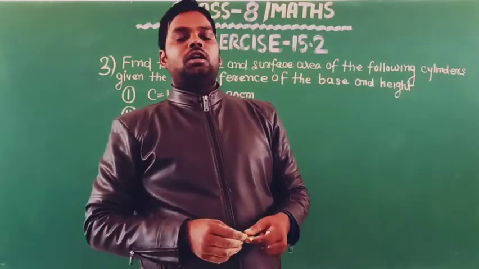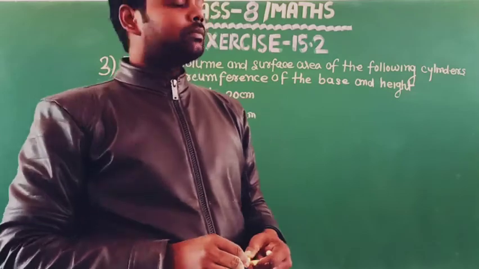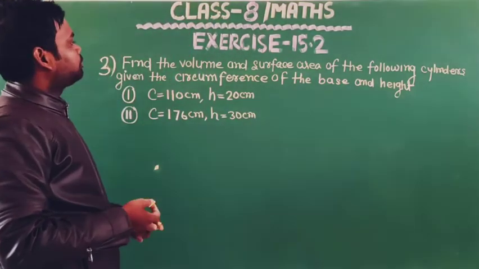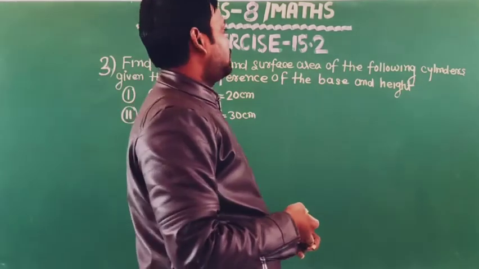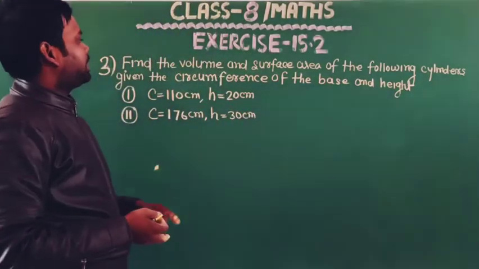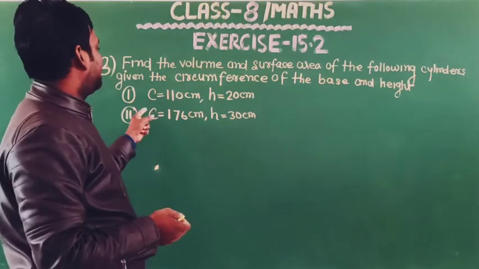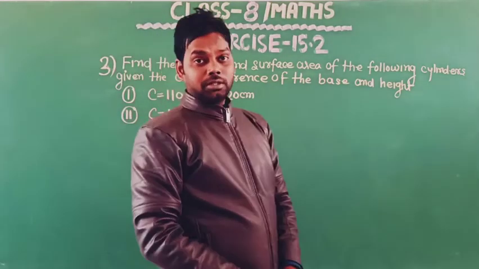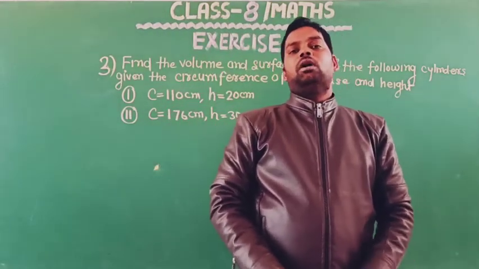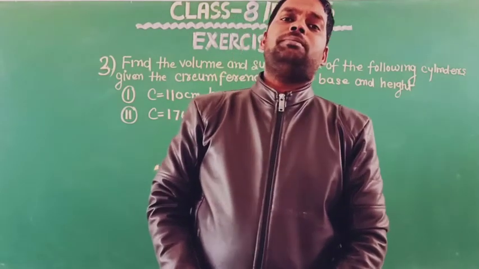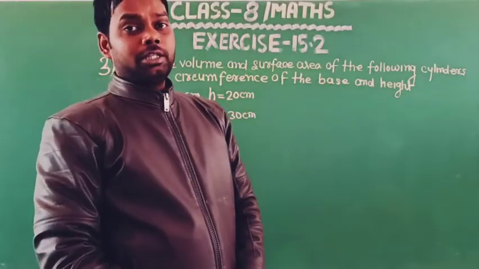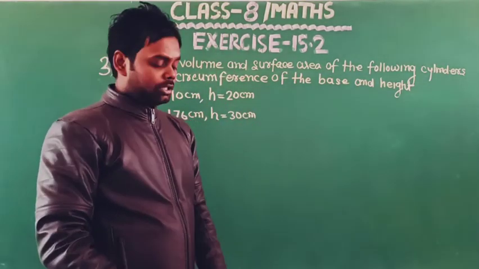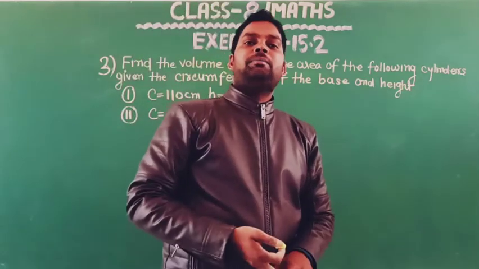Okay children, now move to the question number 3. In this question it has been said that find the volume and surface area of the following cylinders given the circumference of the base and height. In previous question number second, we were also asked to find the volume and surface area of the cylinder whose area of the base is given, but here circumference of the base is given.